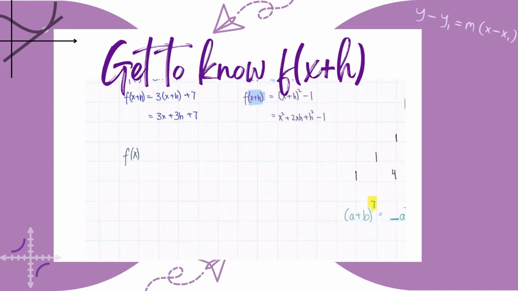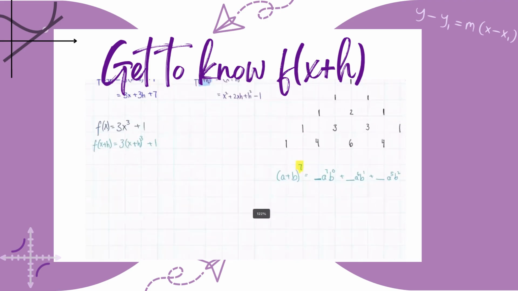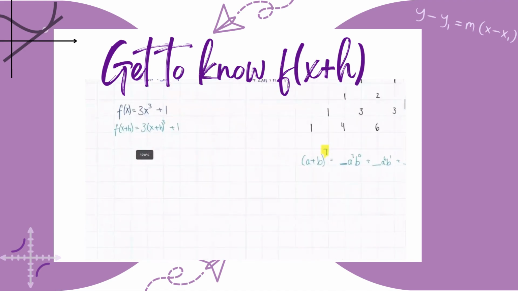f of x equals 3x cubed plus 1, okay? And what I'm trying to do is figure out what is f of x plus h. So I do 3 times x plus h to the power of 3, plus 1. So now, for this question over here, I just need to look at this part over here and apply that rule, okay?